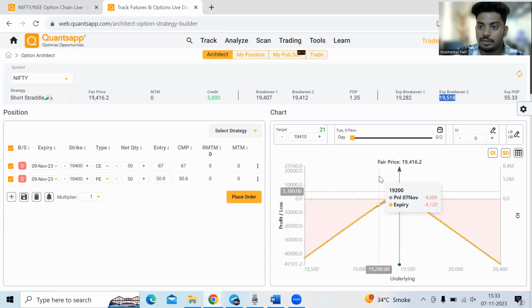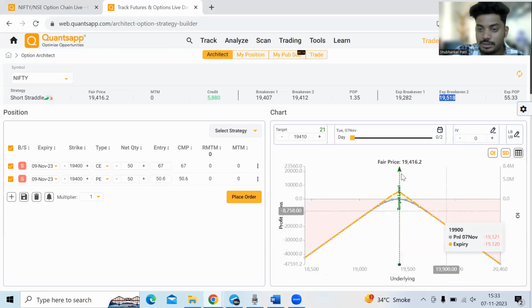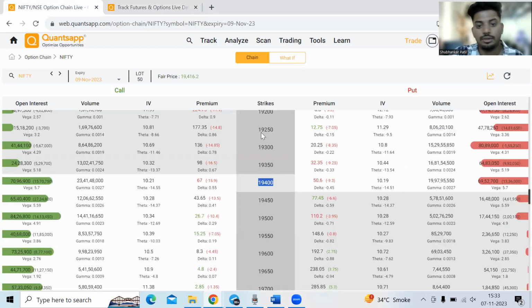So the problem with this type of strategy, short straddles, short strangles, wherever naked selling is involved, is that one big movement and the small, steady, consistent PNLs that we make get wiped out in a single trade. So in order to save ourselves from these kinds of moves, what we need to do is hedge.